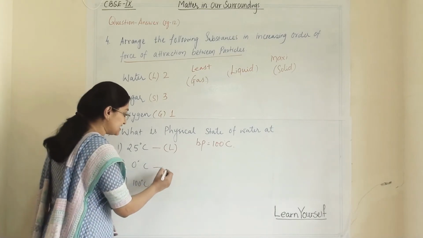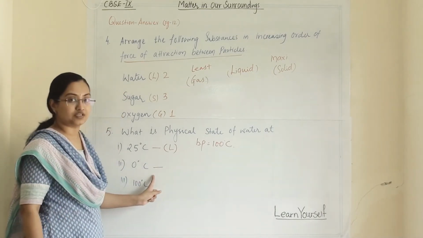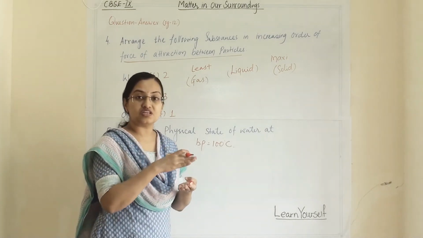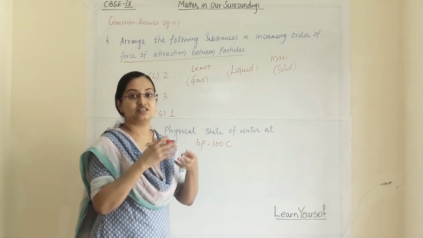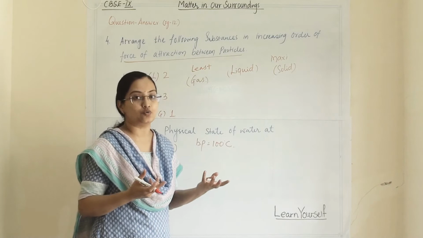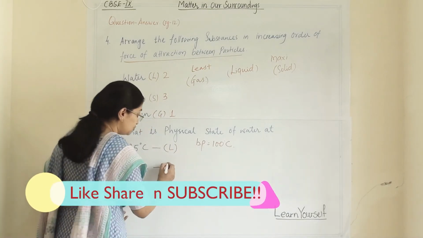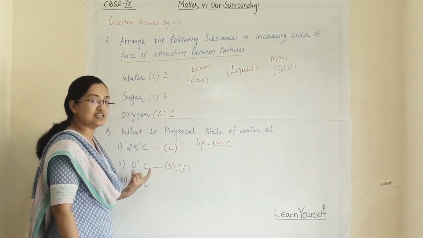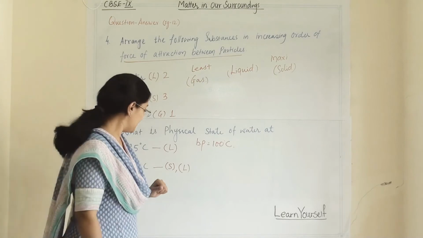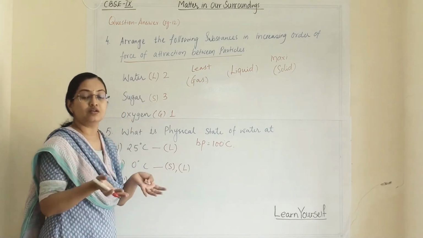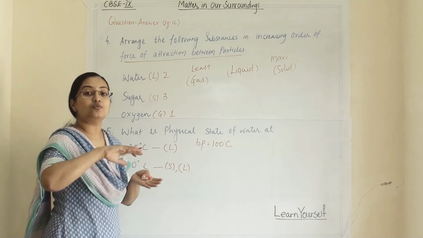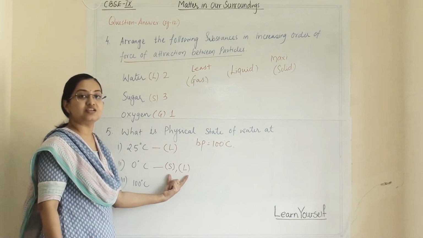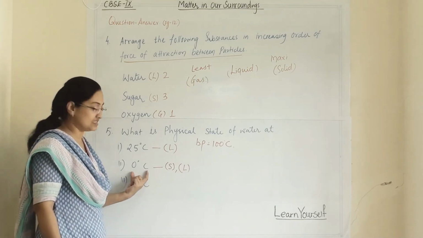Now at 0 degrees Celsius it is its freezing point. So at 0 degrees Celsius some of the water is in the process of converting into ice. Some of the water has been already converted into ice. So here we can see two states of water, that is solid as well as liquid, because 0 degrees Celsius is water's freezing point. So at 0 degrees, whatever water will be there, it has not been completely converted into ice. So we can see both states of water at 0 degrees Celsius.